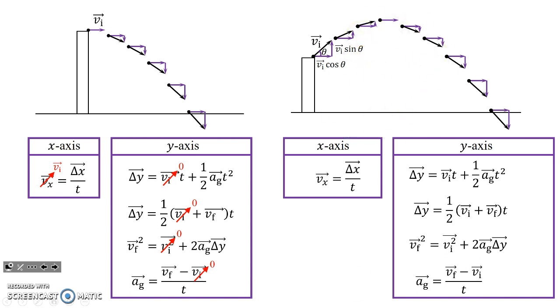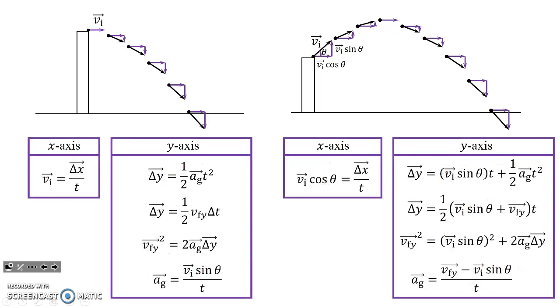What about the right side? What is the x velocity? How much of vi is on the x-axis? Vi cos theta. And on the y-axis, here, how much of the initial velocity is actually along the y-axis? It's not all vi, it's only vi sine theta. When we make these replacements, this is what our equations look like.